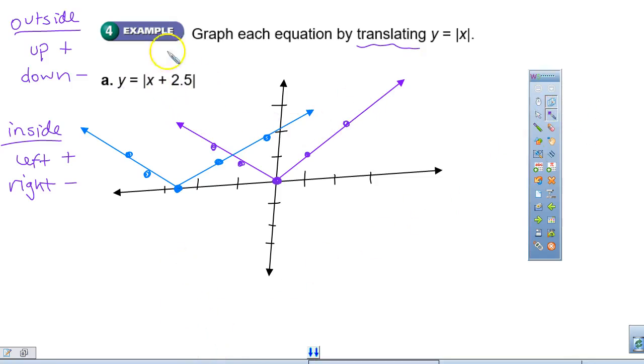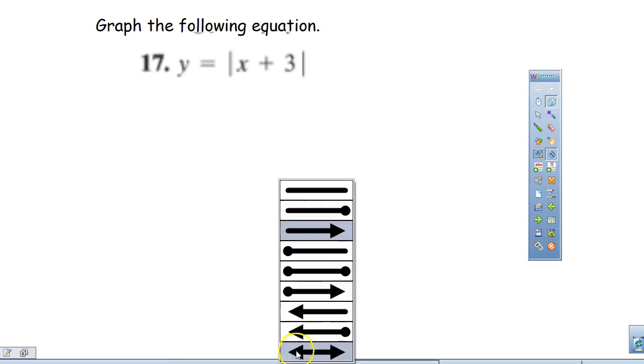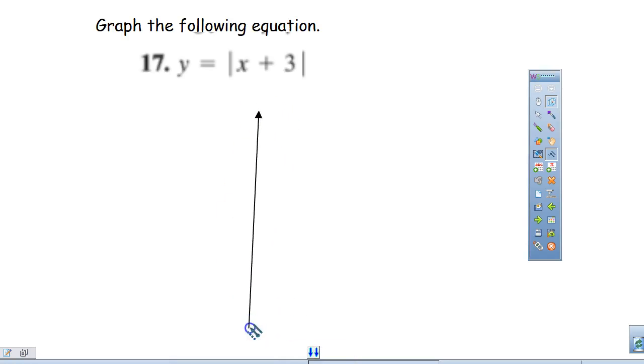Questions on these ones where that is inside with the parent function? All right, let's jump to this next page. So go ahead and graph number 17. Now, do you see on this one, it says to graph the following? This one, it doesn't say using the parent function or using y equals the absolute value of x. So for an equation like this one, if you don't want to draw the parent function, you don't have to draw the parent function.